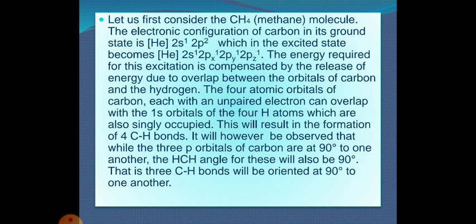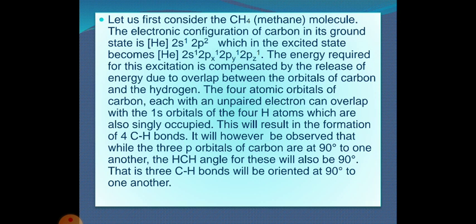The four atomic orbitals of carbon, each with one unpaired electron, can overlap with the 1s orbitals of four hydrogen atoms, which are also singly occupied. This will result in the formation of four C-H bonds. It will however be observed that while forming, the three p orbitals of carbon are at 90 degrees to one another, that is, if we consider the three-dimensional spacing of these hydrogen atoms, they are present at 90 degrees to each other.